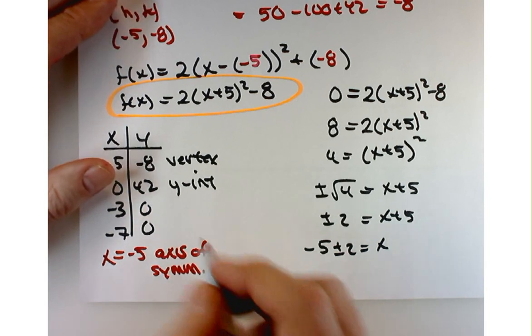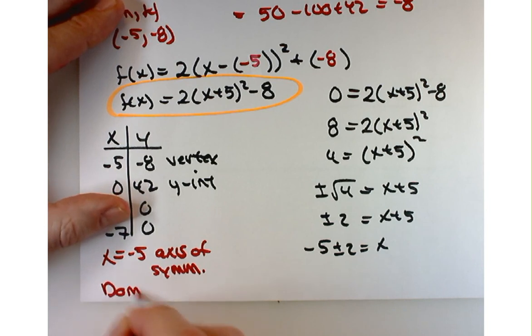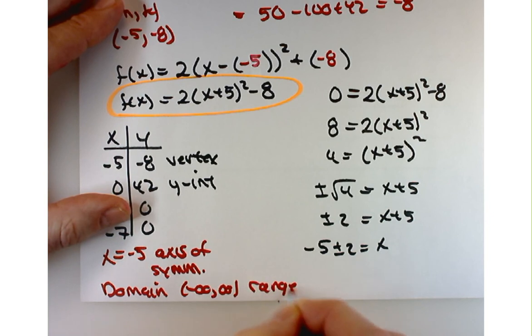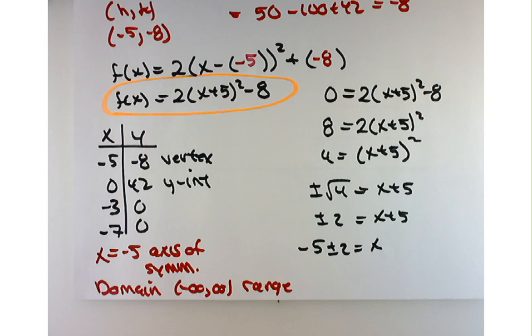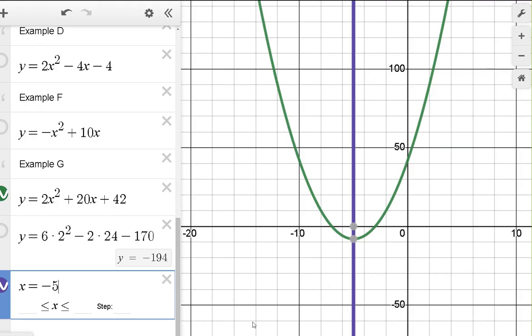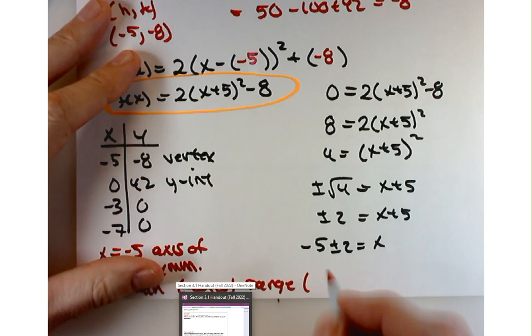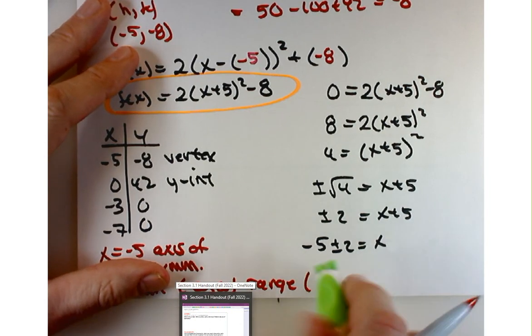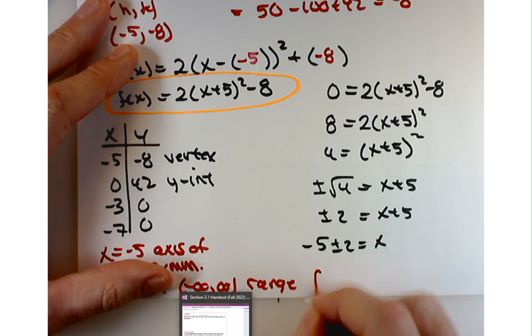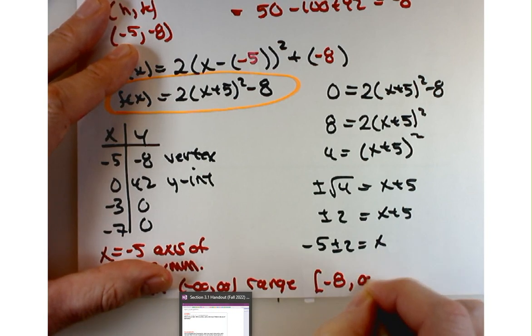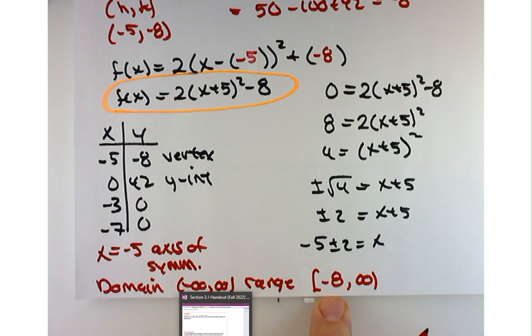I could ask you for the domain. The domain is everything, -infinity to infinity. The range is the more interesting one. The range is going to go down to a minimum of -8. And then what's its maximum? Infinity. Perfect. So actually that's wrong. I did a parenthesis, I should draw a bracket. -8 to infinity. Make sure you go from lowest to highest, left to right or bottom to top, depending on if you're doing domain or range.